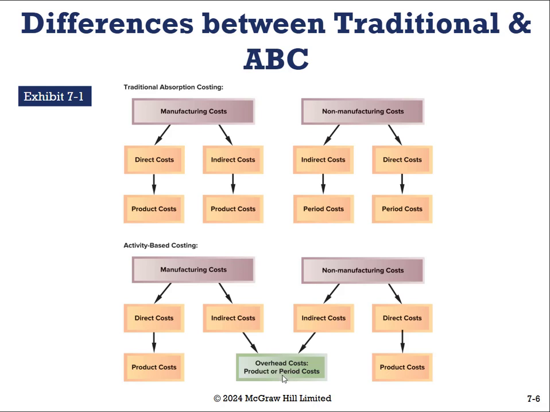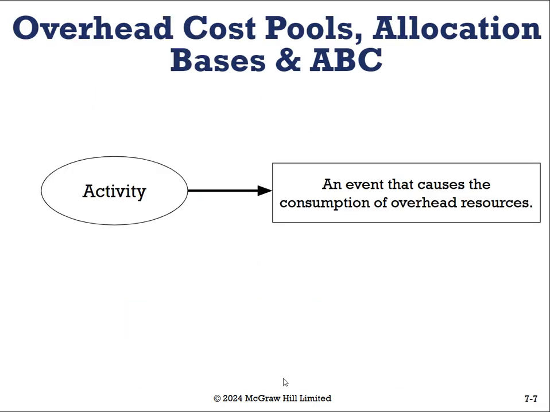All right. So how are we going to do that? Well, on a high level, since ABC uses more cost pools and unique measures of activity to better understand the cost of managing and sustaining product diversity, it's important that we really figure out what is an activity. And an activity is an event that causes consumption of an overhead resource.